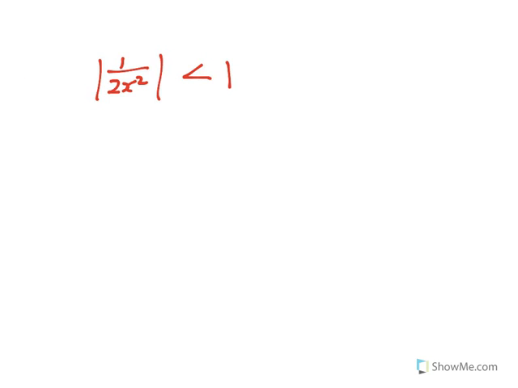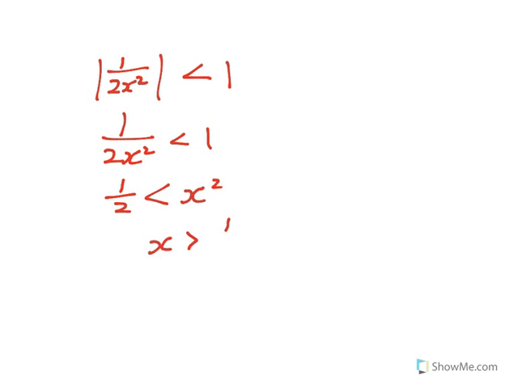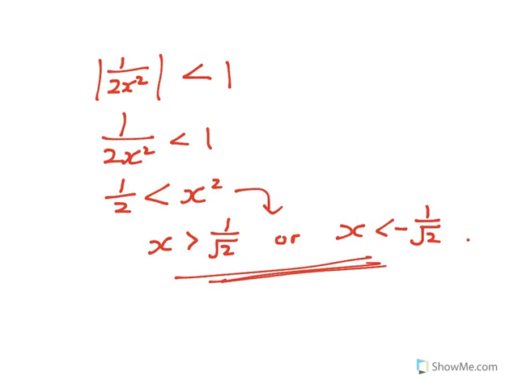From here, I can remove the modulus sign since it's always positive. If I multiply by x squared on both sides, this is the same as x being greater than 1 over square root 2, or x being less than negative 1 over square root 2. You can just solve this by considering inequalities. This should be comfortable for you based on inequalities.